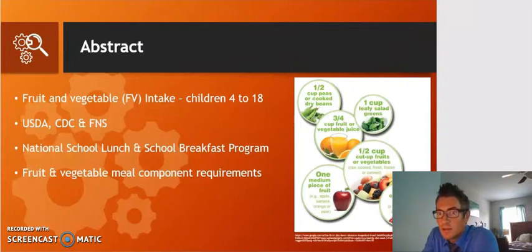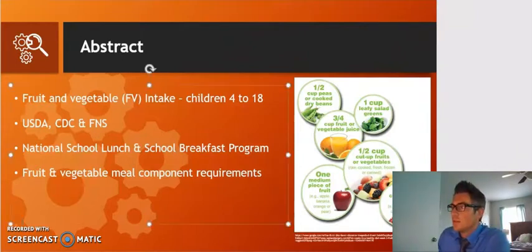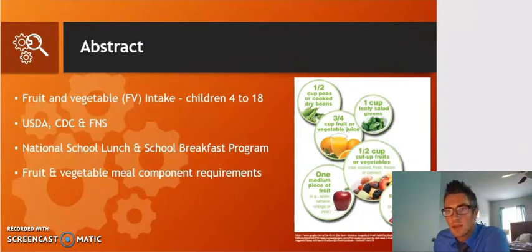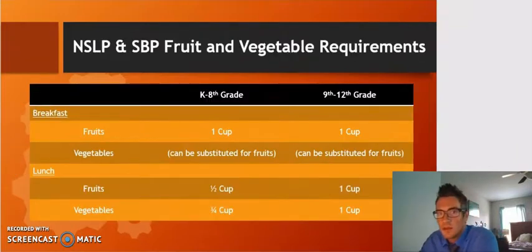These guidelines are outlined in hopes to improve the nutrient quality of meals served as well as to reduce the incidence of childhood obesity. For breakfast, fruit requirements are 1 cup for all children in grades K through 12. For lunch, 1/2 cup of fruit for children K through 8th grade, and 1 cup of vegetables for grades 9 through 12. And pictured on the right is a generic serving size with pictures and some suggested items. Pictured above is a table outlining those requirements.